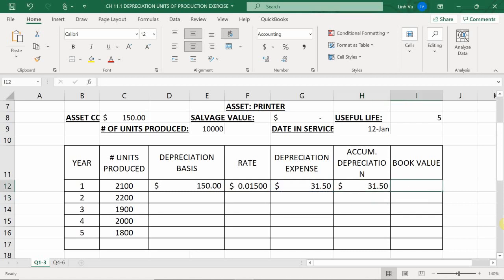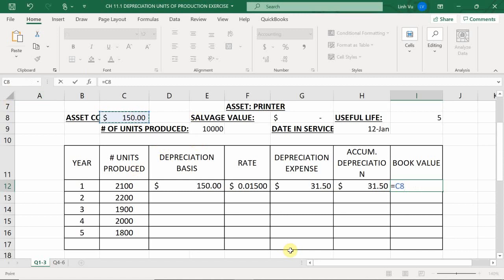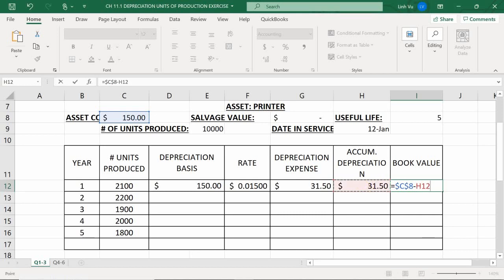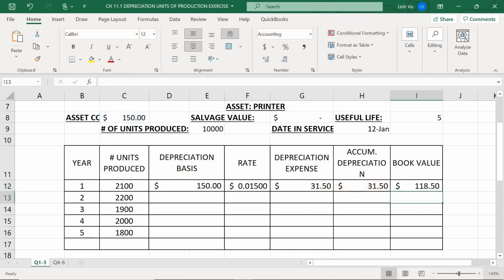So how do I determine what my book value is going to be? $118.50, right? We take my asset cost of $150 and subtract out my $31.50 to give me $118.50. Good. Let's go ahead and solve for the second year.